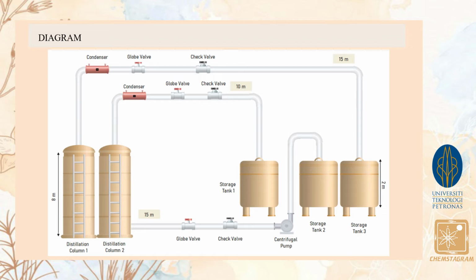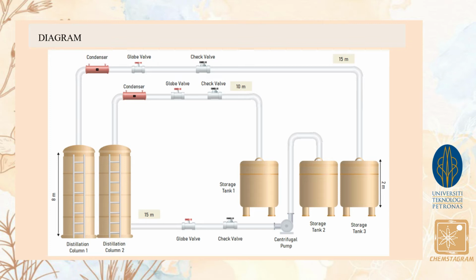The length for the benzene and xylene stream is both 15 meters, whereas for the toluene stream it will be 10 meters. The storage tanks are all placed 3 meters from the ground and their sizes are all set at 6,000 liters for each tank. The distillation column height is set at 8 meters and the height of the storage tanks are set at 2 meters. The condensers were added on the benzene and toluene streams as they will come out as gases and will need to be converted into liquid before we can store them in the storage tanks.